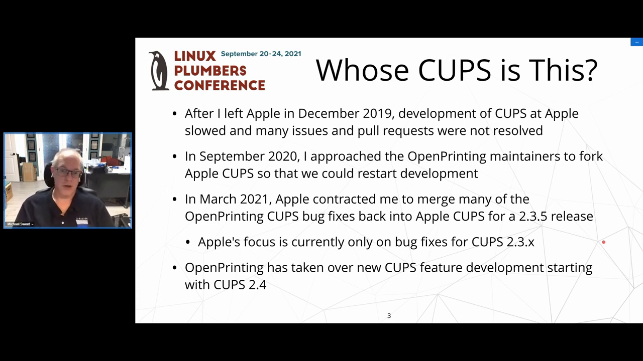So in September, I talked to the other open printing maintainers, and I said, I think we need to fork, and would you support this? And everybody was very positive about it. So I went ahead and created a fork and then split that off in the GitHub repository. So we're actually an independent project from Apple CUPS. We're not treated as a fork anymore.